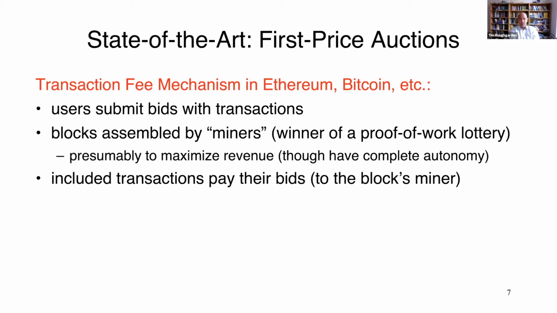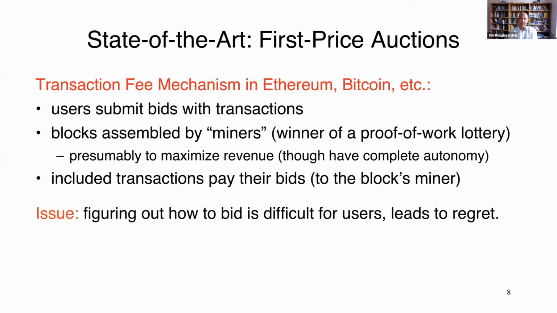Who do they pay it to? They pay it to the miner that included their transaction. Okay, so that's how things work today. First price auctions: every transaction comes with a bid. Miners include whatever they want, and those bids get transferred from the creators of the included transactions to the miner of that block. So that's what Satoshi had in the original Bitcoin white paper, and it's basically just copied wholesale for Ethereum, and has been in many other blockchains.